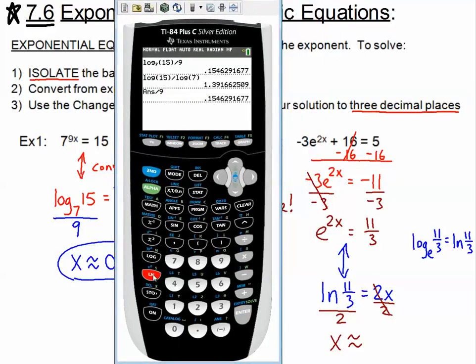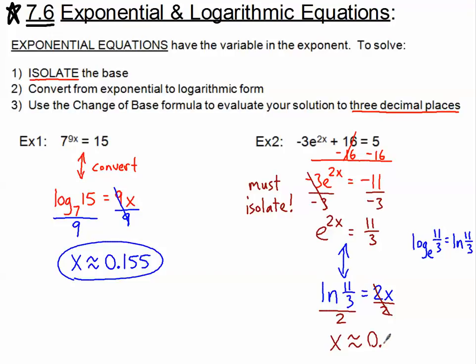So I have the natural log of 11/3. I'll close the parenthesis around that, and then I will divide it by 2. And I get 0.6496. Again, I'm rounding to 3 decimal places, so this 9 has to go up because the 6 is to the right of it. But 9 can't go any higher, so the 49 has to go higher. 49 will go to 50. So 0.650 will be the correct rounding to 3 decimal places.